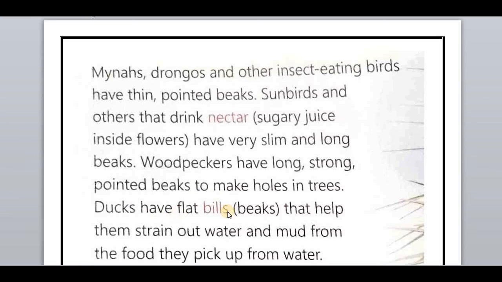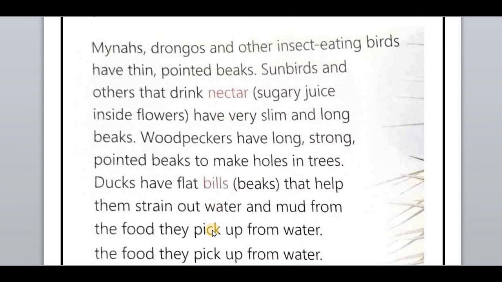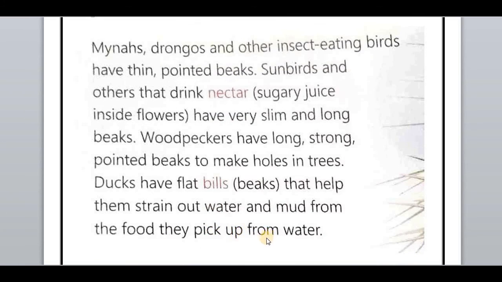Ducks have flat bills or beaks, as I have shown in the picture, that help them to strain out water and mud from the food they pick up from water.